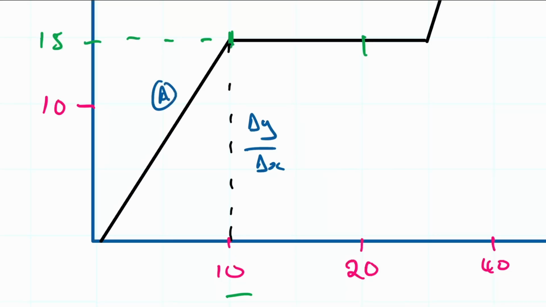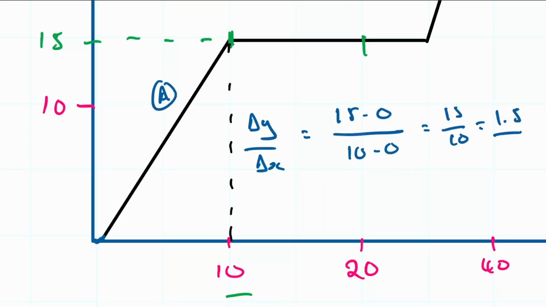So the difference in y, basically we're going to say this is 0, so 0 up to 15. So you can do 15 minus 0 to get the difference. And then the difference in x, we're going to say this is 0, and this was 10. So we do 10 minus 0. So the gradient is just going to be 15 over 10, which is basically 1.5. Okay, so this gives our gradient.